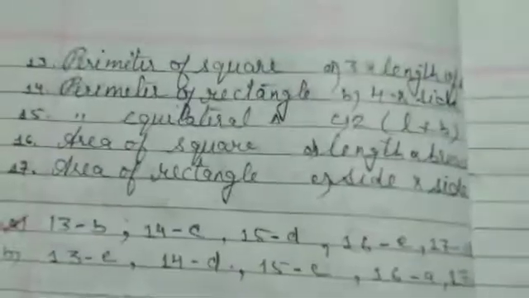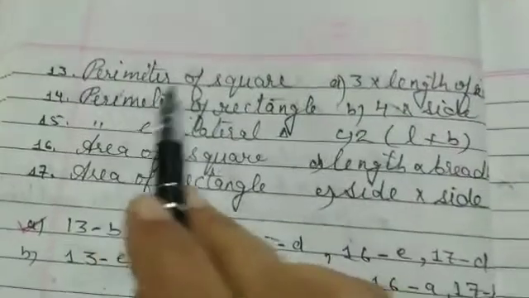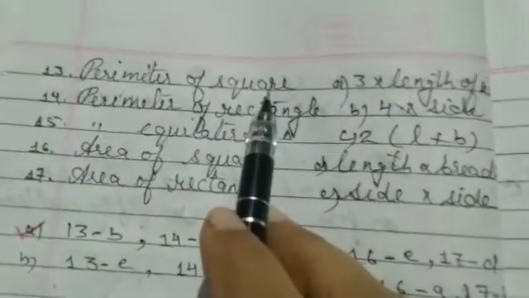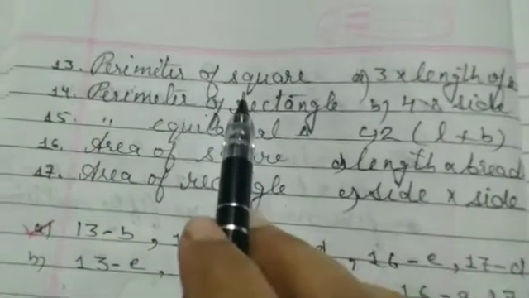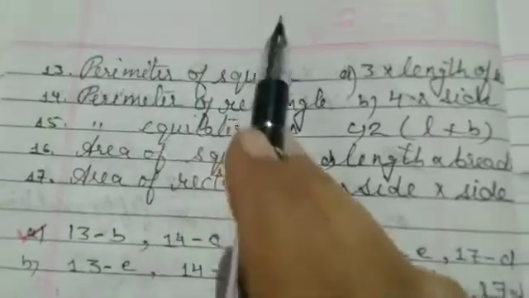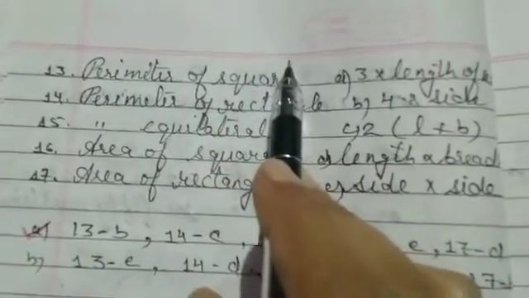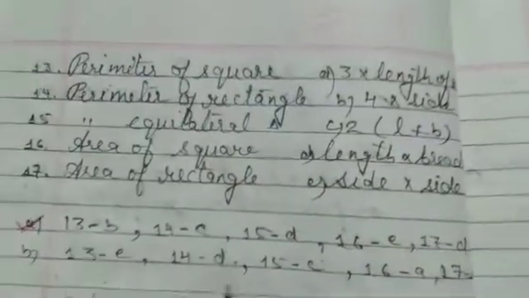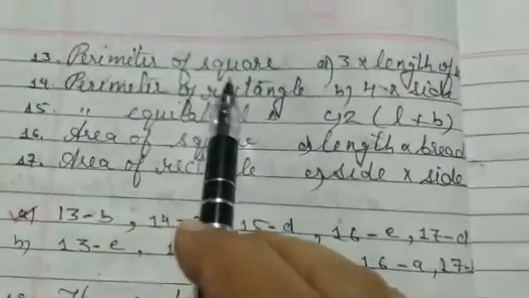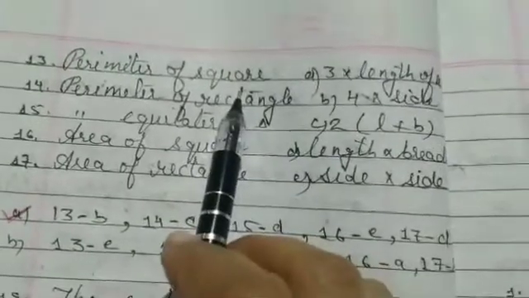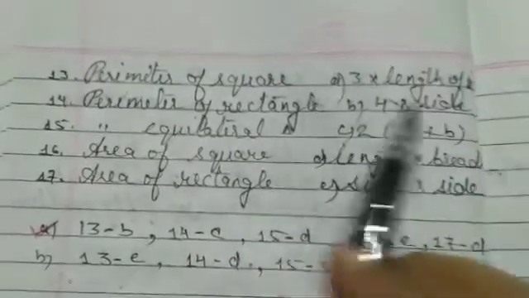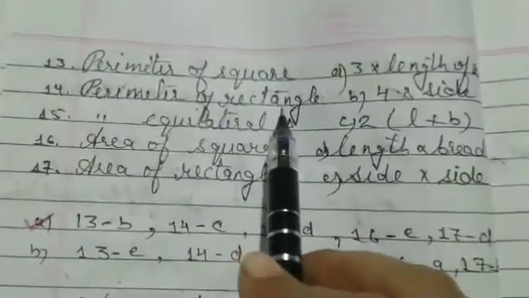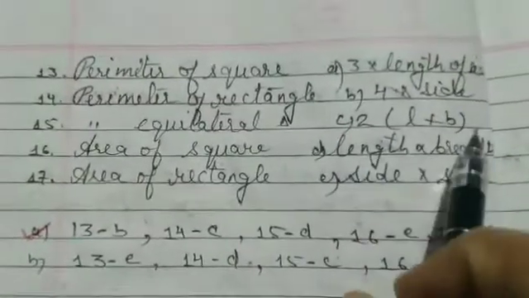Now next, match up this. Perimeter of a square. What is perimeter? Perimeter is all the circumference, and area means the covered portion. So what is the perimeter of a square? Perimeter of a square is 4 into side. Now the perimeter of a rectangle is twice length plus breadth.